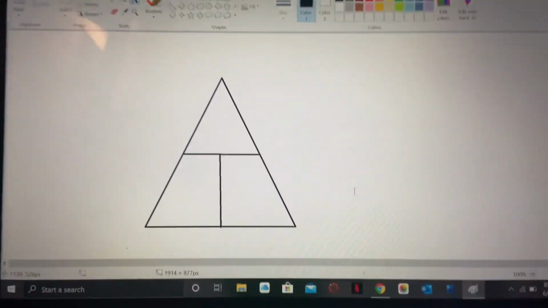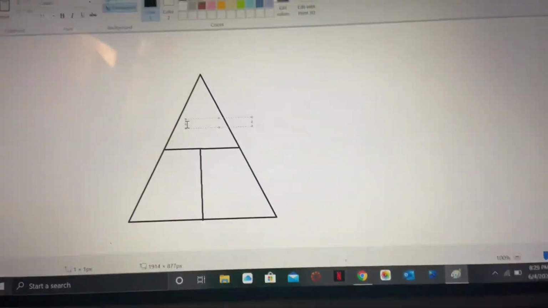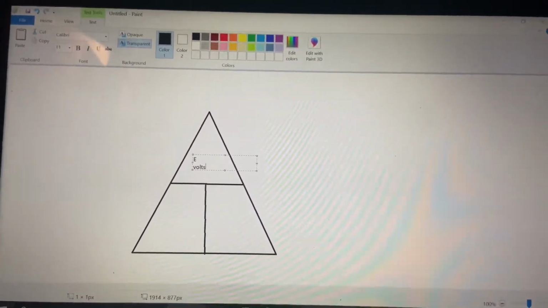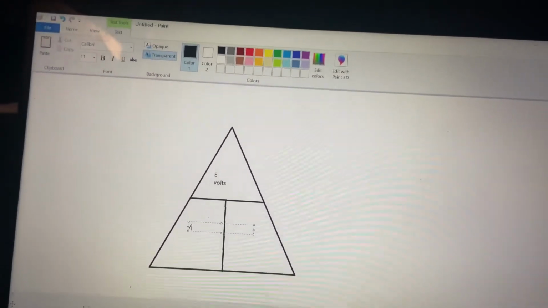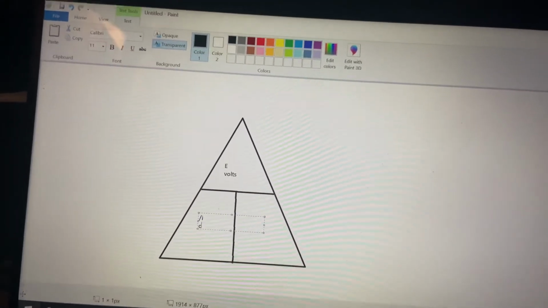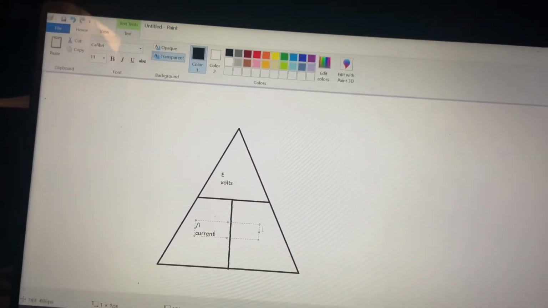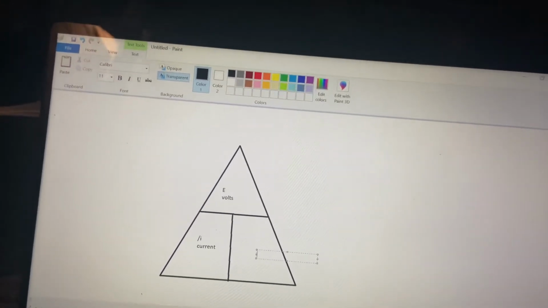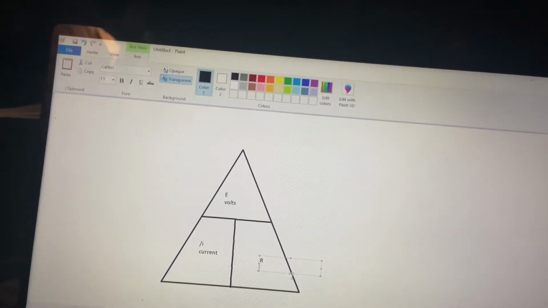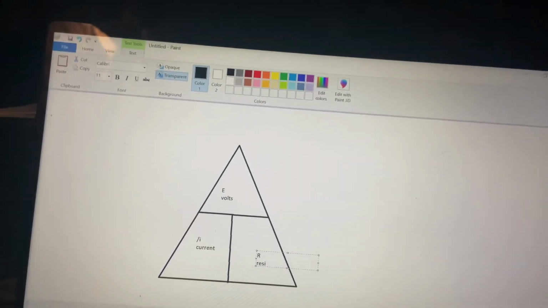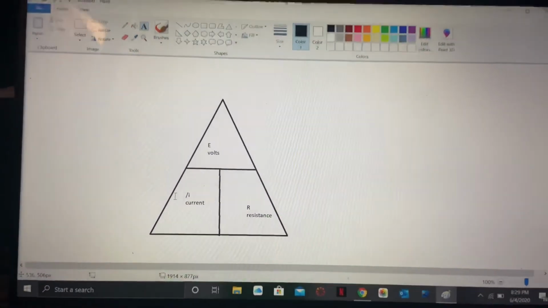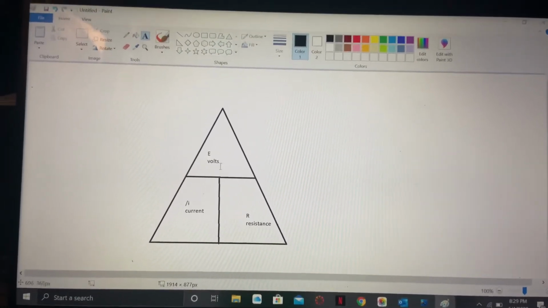Okay, so the formula for Ohm's Law is basically a triangle. The first one is going to be E, which stands for volts. The second one is going to be I, which stands for current. And the third one is going to be an R, which stands for resistance. I messed up right there a little, but basically you get the idea. So E, I, R: volts, current, and resistance.